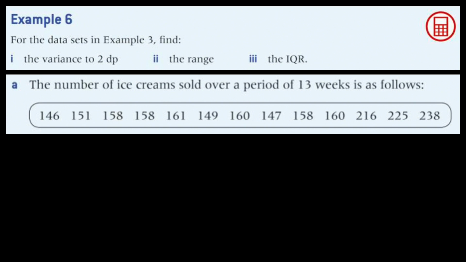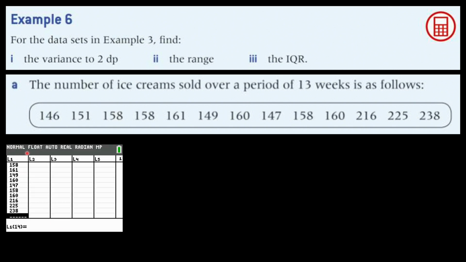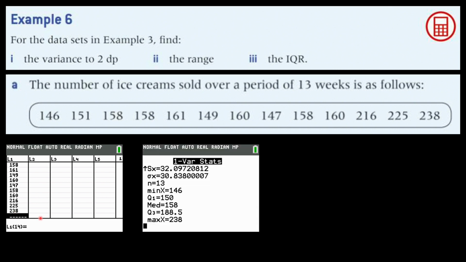Okay, so we're going to do example 6 again, but this time we're going to find the variance, the range, and the IQR. So this is the number of ice creams sold over a period of 13 weeks. So we have all of our data here. And we now want to find the variance. So we're going to do exactly the same thing that we've done before. We're going to put our data set in a list. We're going to do our one variable statistics. And if we scroll down, we're going to get the information that we need.